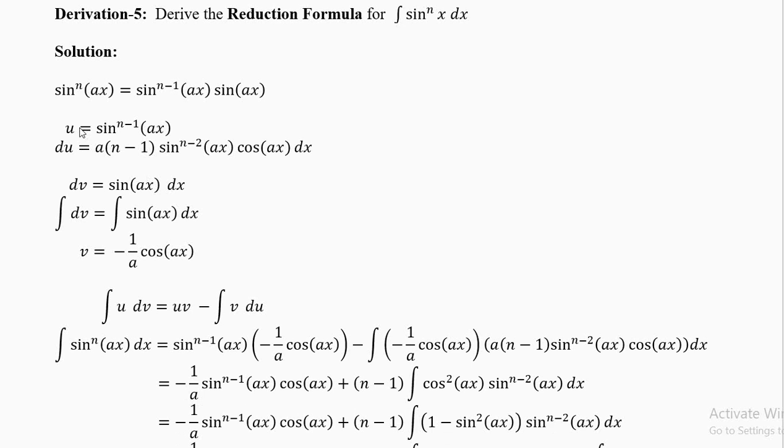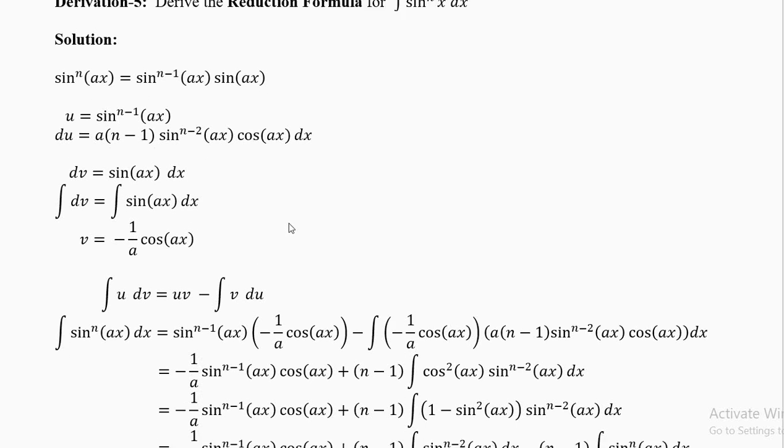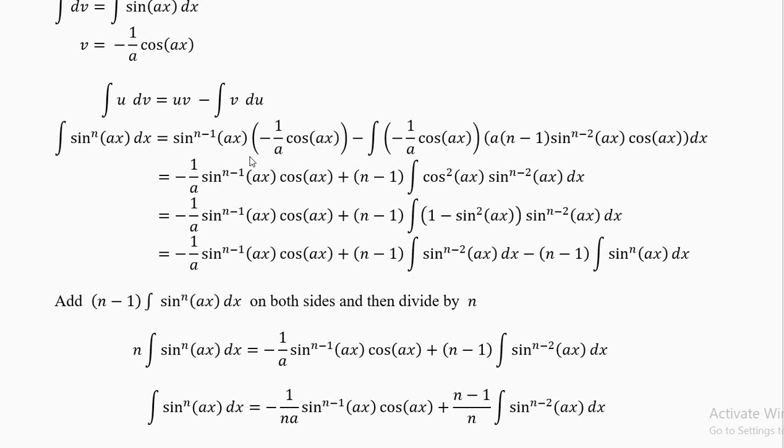Again we'll be using integration by parts. Put u equal to sine power n minus 1 and du equal to a into n minus 1 sine n minus 2 into derivative of sine, which is cosine, and the a comes here. Now dv equal to sine ax dx, and we'll get v equal to minus 1 over a cos ax. This minus has to be noted. Now again use integration by parts. We will get minus 1 over a sine power n minus 1 ax cos ax plus n minus 1 cos square sine n minus 2.